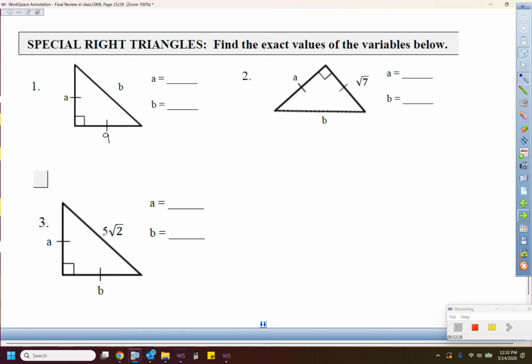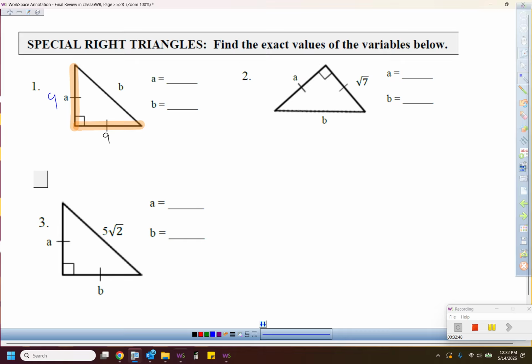Remember 30, 60, 90 and 45, 45, 90 right triangles. So let's talk about this dude right here. You see this side is 9. How long should that side be right there? Based off the tick marks, doesn't it have to be 9? You didn't need any real math skills besides knowing what the tick marks were to figure that one out. But they also asked for the exact length of this one.